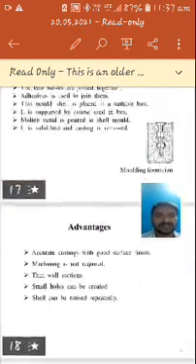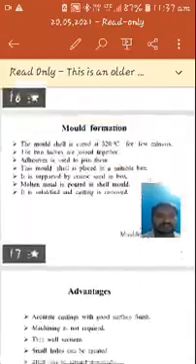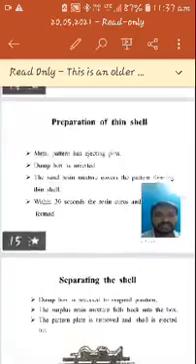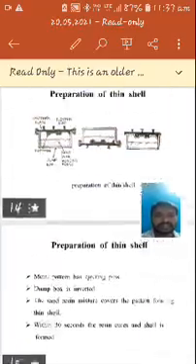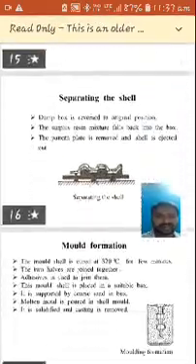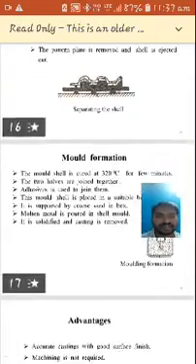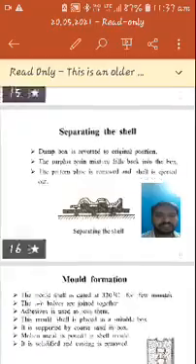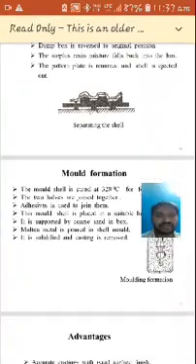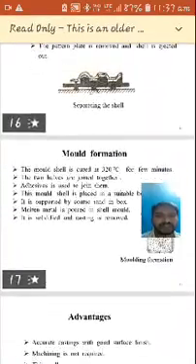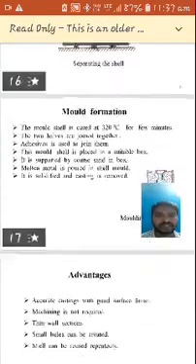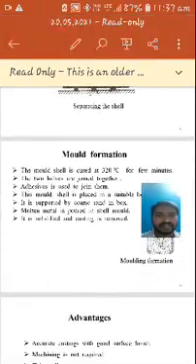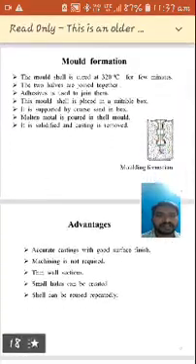Advantages and disadvantages are very important. We also covered how to prepare the thin shells and how to prepare the mold. For mold formation, by using the thin shells we can prepare one half, and the remaining half is the second half. By using two halves we can prepare the mold. By using ejector pins we can remove the shell from the heated plates.